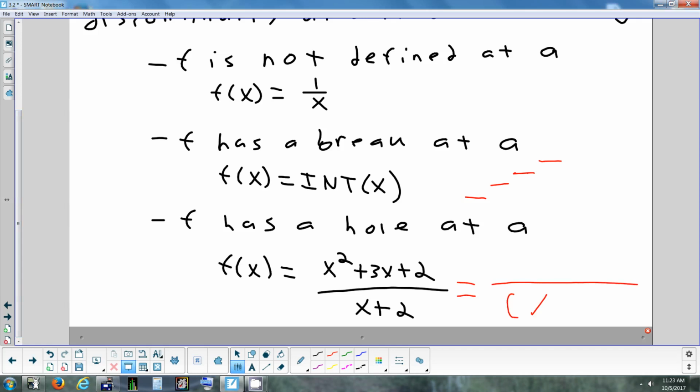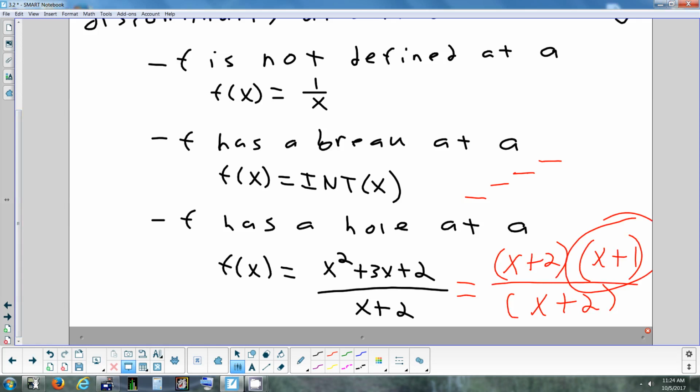Okay, let's factor the top. How does the top factor? X squared plus 3x plus 2. It factors as x plus 2, x plus 1. And what happens is you have an x plus 2 in the top. You have an x plus 2 in the bottom. It's almost like they cancel out. And the graph that you're looking at is basically just that.